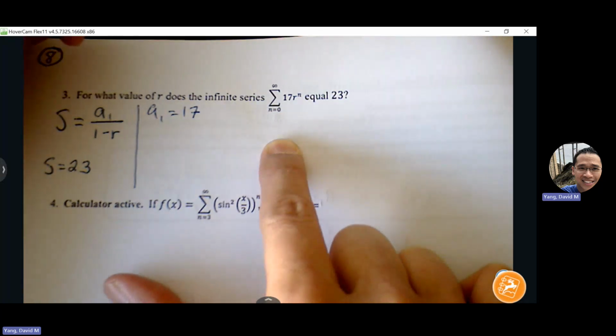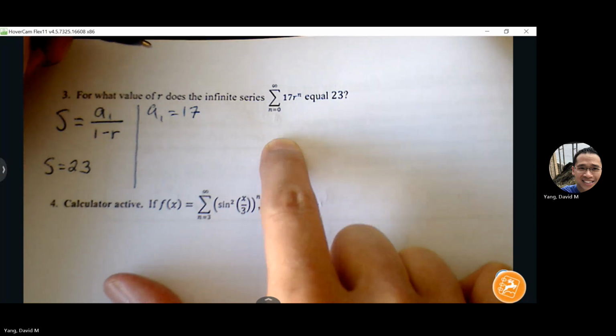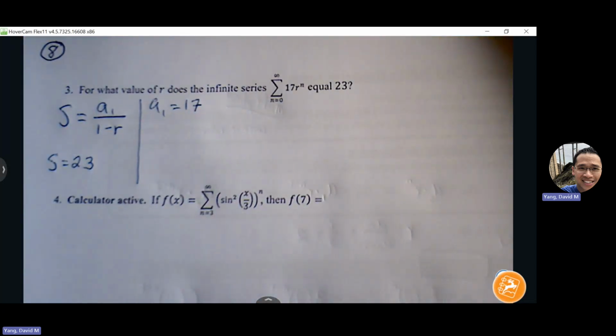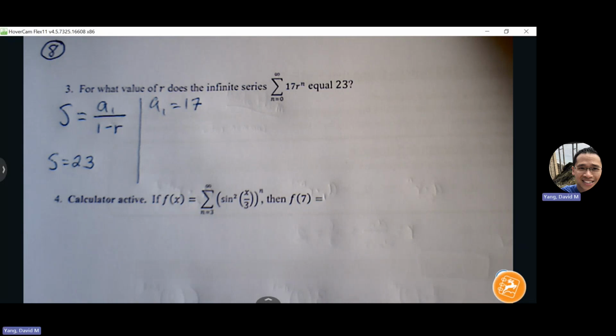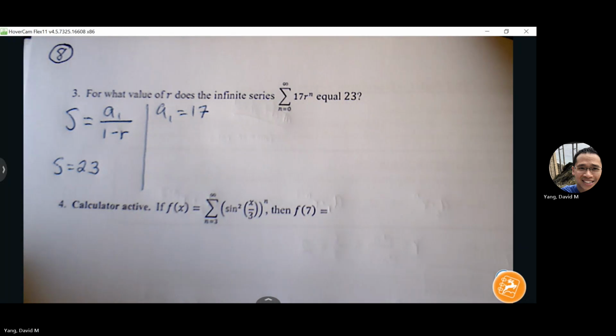No, r cannot be 0, because I think the understood idea is that if it's going to be a geometric series, our absolute value of r has to be between 0 and 1. Yeah, because if r is 0, then it's no longer a geometric series. That's right.